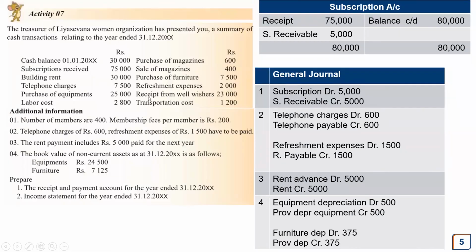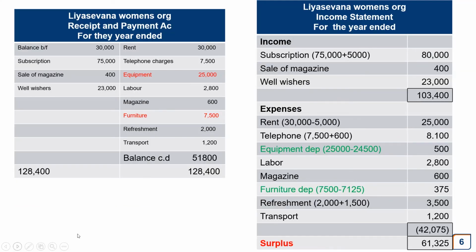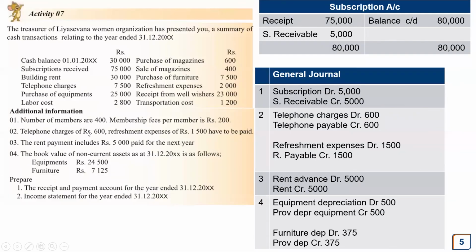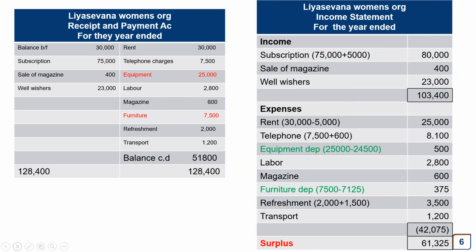So next one is the refreshment expense, 2,500. We had 1,500 to add. So we add that and then we write the total of 3,500 in the income statement under expenses, while we write only 2,000 in the receipt and payment account. And then we have the transportation cost of 1,200. We write that here as well as in the income statement.